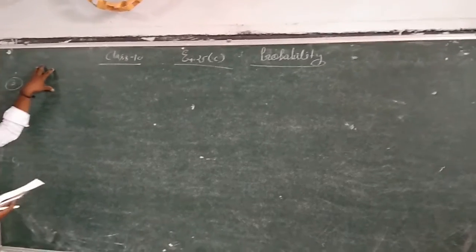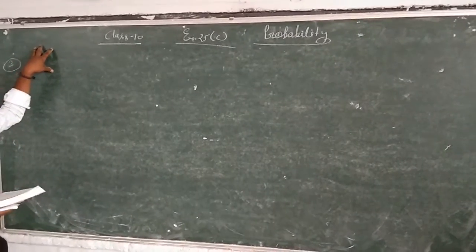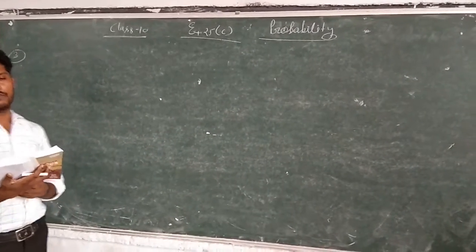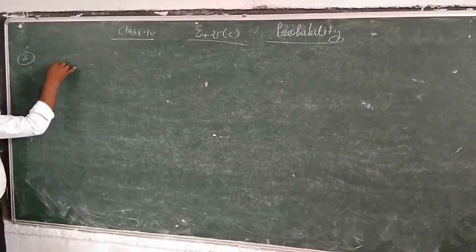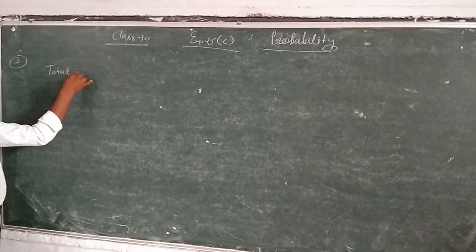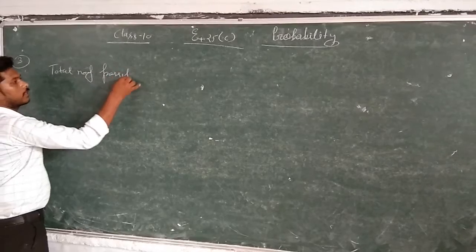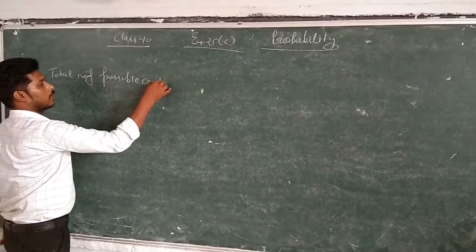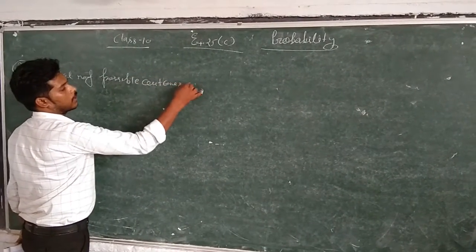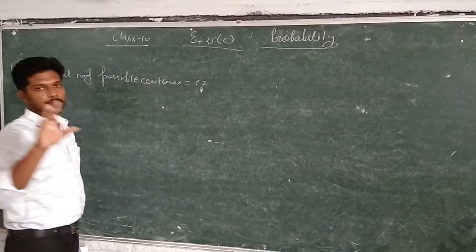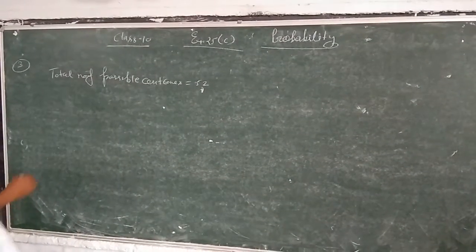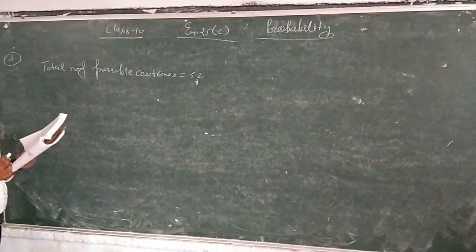Okay, now we will take question number 3. What is question number 3? From a well shuffled deck of 52 cards, you know very well the total number of possible outcomes is equal to 52. You know very well there are 52 cards in a deck, and now he is asking the probability of a face card.